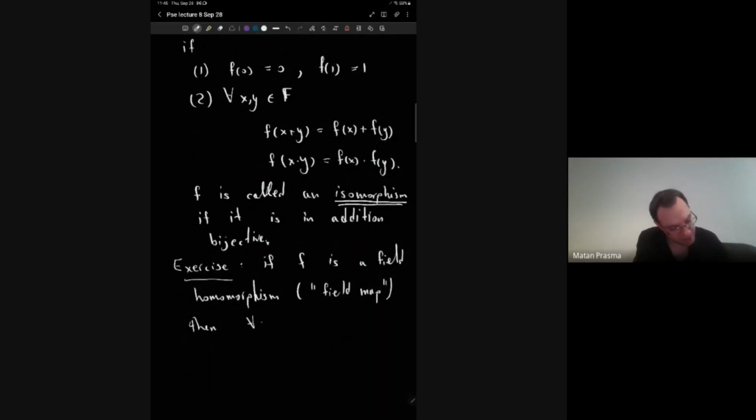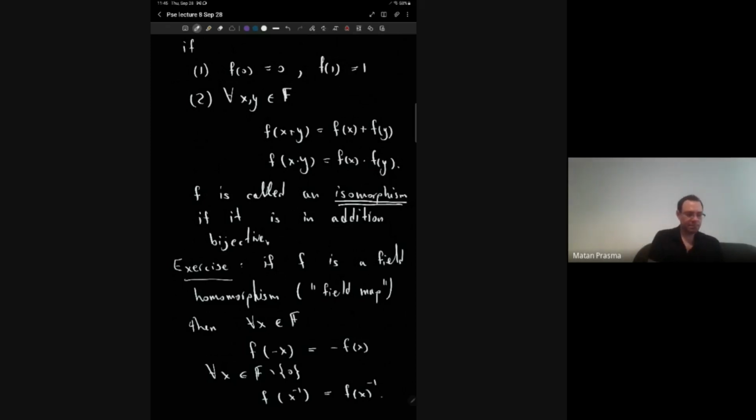Then for any x, F of minus x is automatically minus F of x. And for any non-zero x, F of the inverse of x is the inverse of F of x. Okay, this essentially follows from the fact that we have it for groups.